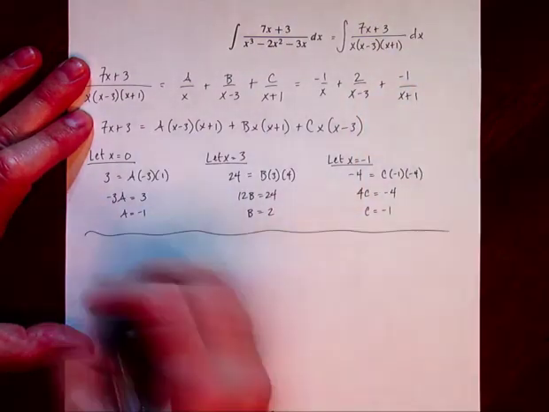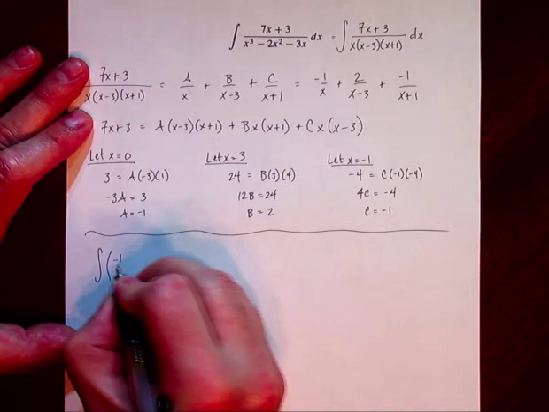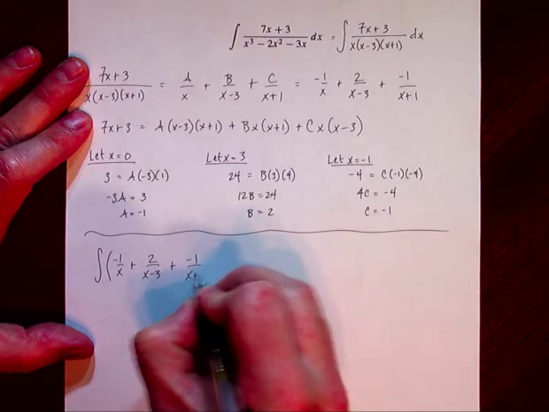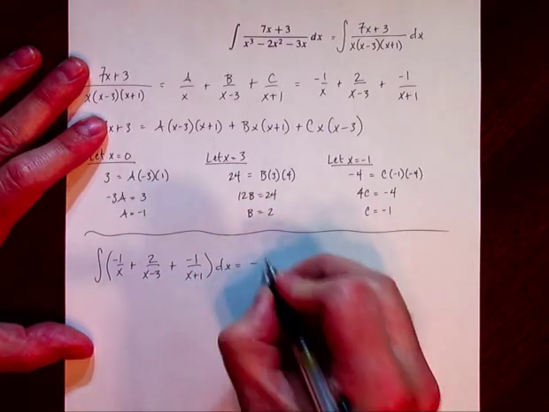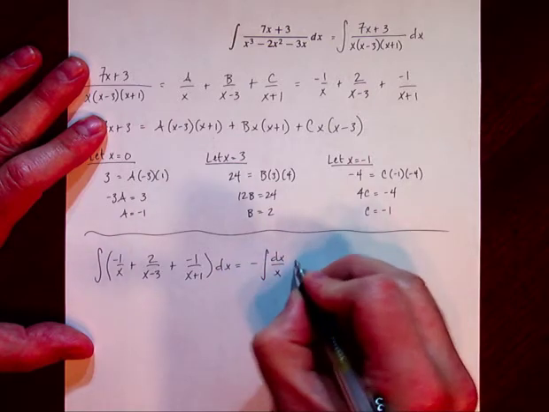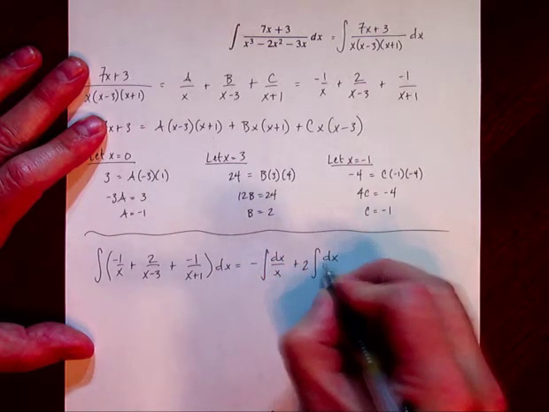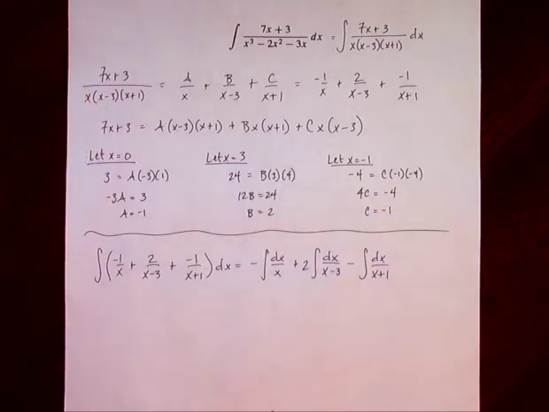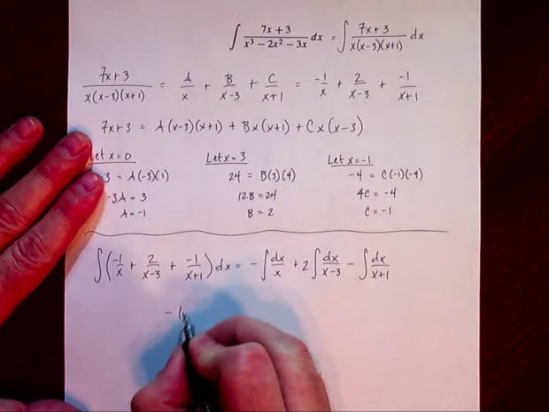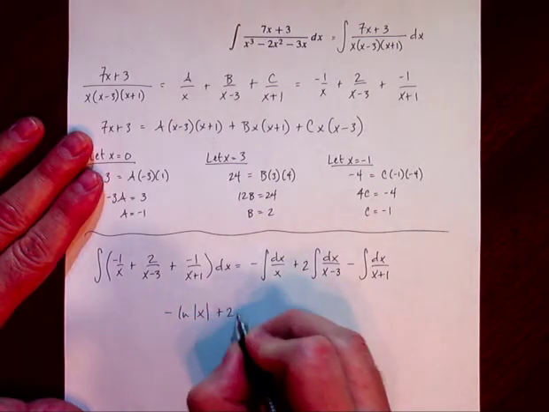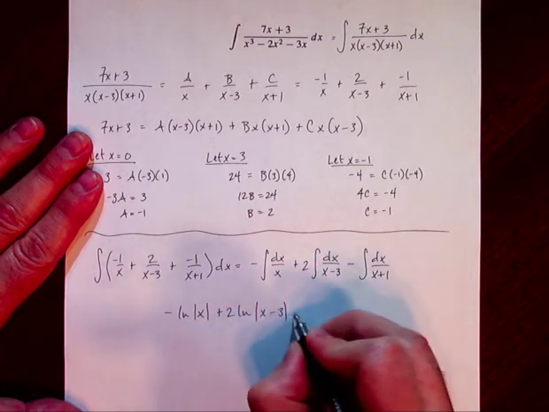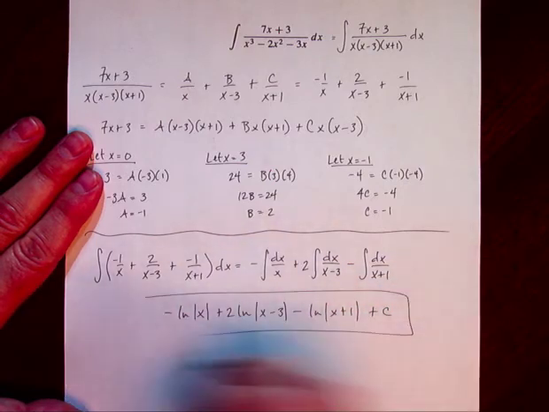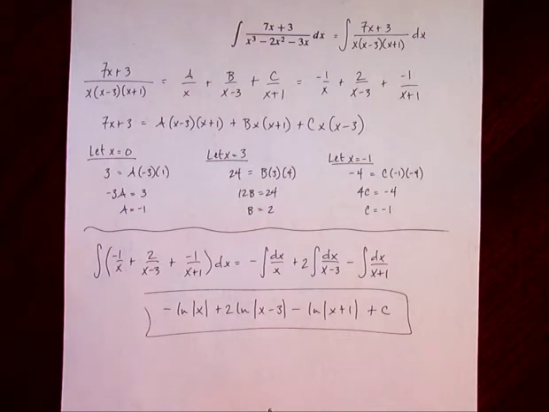And that means that when I set up the integral, it's going to be pretty straightforward. And again, I'll go ahead and put in the step where we actually separate it into separate integrals. It's not necessary, especially at this stage, but every once in a while I kind of like to do it just to see it visually. And we get negative natural log absolute value of x, plus 2 natural log absolute value of x minus 3, minus the natural log of x plus 1, plus c. And that, my friends, is your integral.